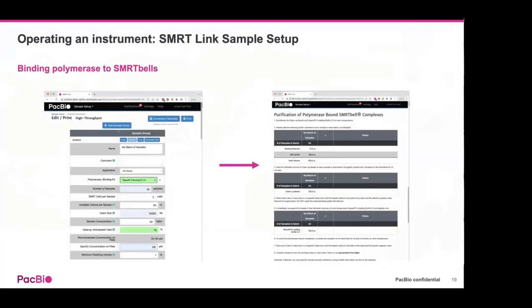Using SmartLink, I'm not going to go into details on this, but I just wanted to show you roughly what the interface looks like. There's a sample setup page where you can type in the number of samples, number of cells per sample, constant sample concentration, that kind of stuff. And it generates this protocol that you can print out, and then the wet lab person can follow the instructions for pipetting all the stuff into the right reagents.